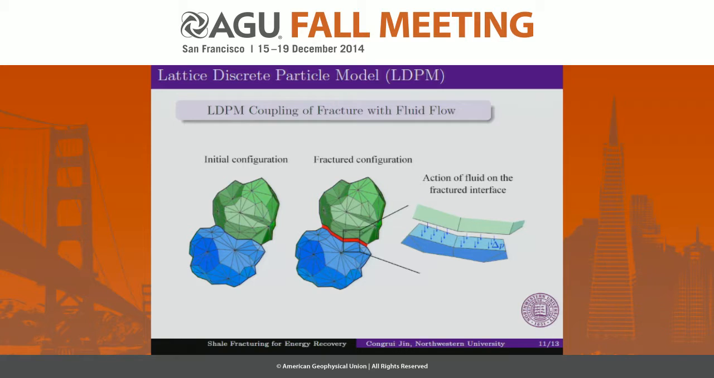LDPM can also be extended to simulate fluid-saturated material based on the idea that the relative displacements of aggregate interfaces due to fracturing define a dynamically evolving network of channels available for fluid flow. To solve such a discretized hydromechanical boundary value problem, it's necessary to enforce at each time step the mass balance equation for fluid and momentum balance equation for each aggregate.